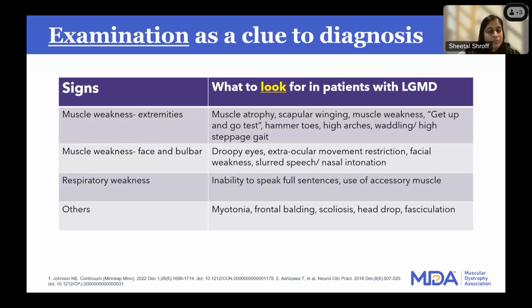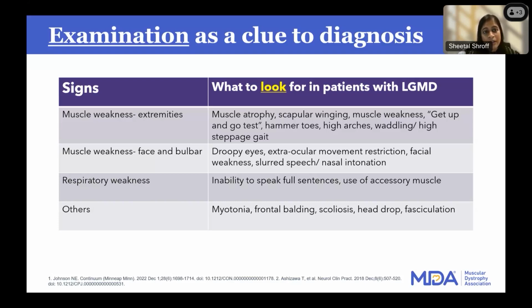Just muscle weakness when they're not able to resist, when we examine the muscle strength. And also the get up and go test, where we say they require to push themselves up or swing themselves out of the chair to get up and then walk. Hammer toes, high arches, and then the gait, like in the video we watched, how it's a waddling gait with the abdomen protruded, and with excessive lordosis. So the gait, watching how they walk.